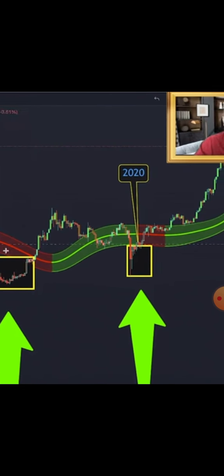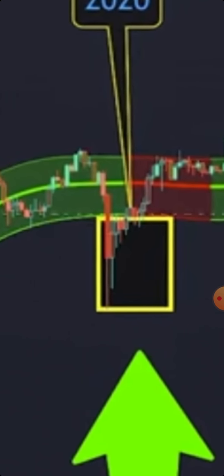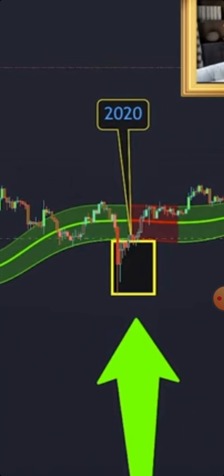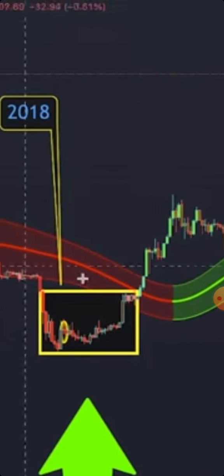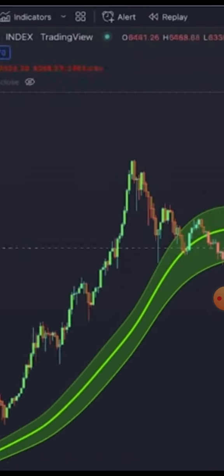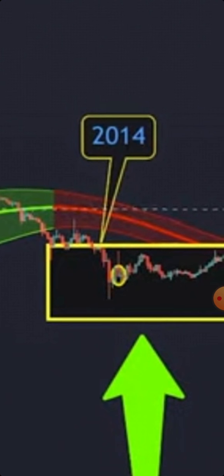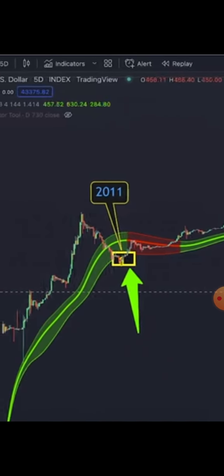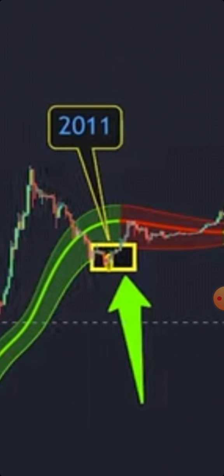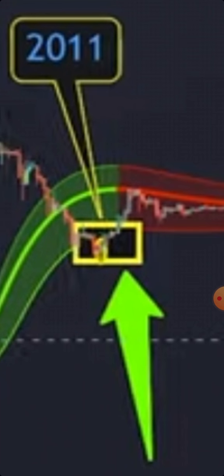And so here in 2020, you can see it printed a pretty good red candle under the Gothium channel. That was from the COVID crash. 2018, it printed a lot of strong red candles underneath the Gothium. Big ones right there. 2014, lots of red candles underneath the Gothium channel. 2011, a good red candle, or maybe a couple red candles, underneath the Gothium channel.